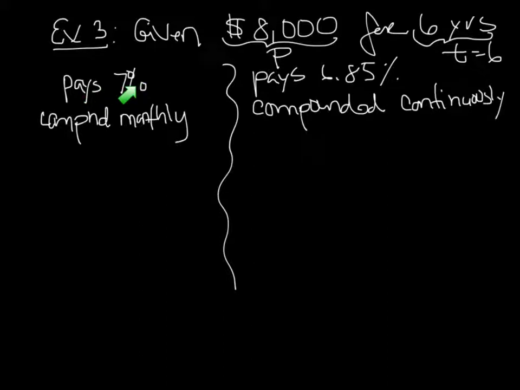So the first account pays 7%, and you're compounding it monthly. Okay, and the second account pays 6.85%. Okay, so just a little bit less, but it's compounded continuously. So this one's compounded monthly, so we know our n is equal to 12.